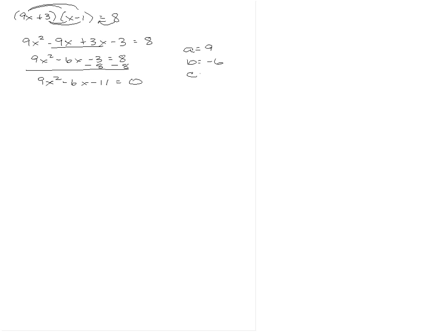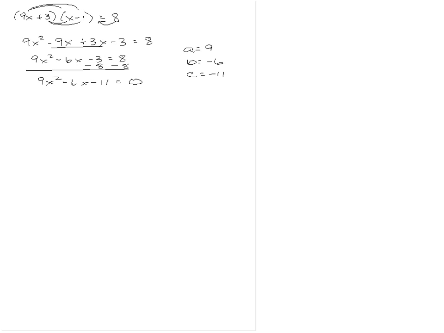Okay? So 9x times x is 9x squared. 9x times negative 1 is negative 9x. 3 times x is 3x. And 3 times negative 1 is negative 3. Now I can combine like terms, so I have 9x squared minus 6x minus 3 equals 8. Move this over, I get 9x squared minus 6x minus 11 equals 0. All right, my A is 9, my B is negative 6, and my C is negative 11.